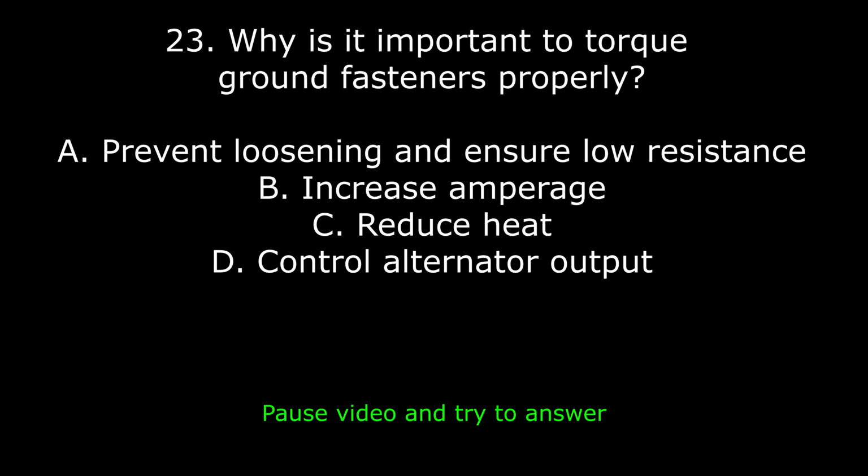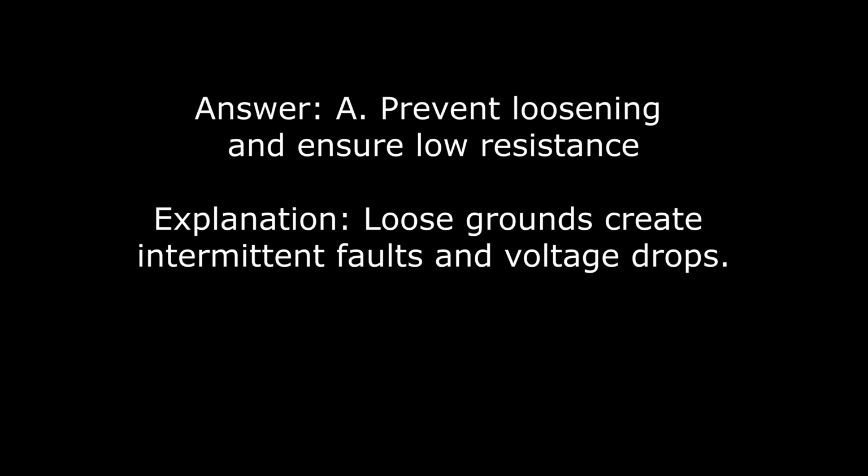23. Why is it important to torque ground fasteners properly? A. Prevent loosening and ensure low resistance. B. Increase amperage. C. Reduce heat. D. Control alternator output. Answer: A. Prevent loosening and ensure low resistance. Explanation: loose grounds create intermittent faults and voltage drops.